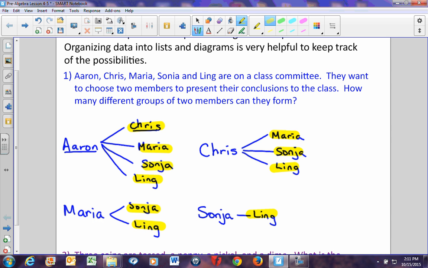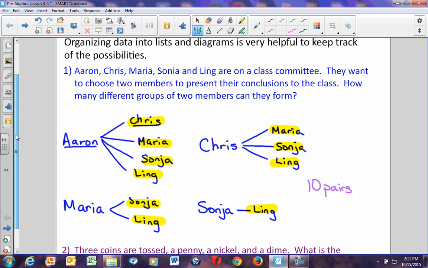There's 10 total pairings. But if we look to try to see a pattern here, you might look at this and say, Aaron was paired with 4 people, Chris was paired with 3 people, Maria was paired with 2 people, and Sonia was paired with 1 person, which means each successive list had 1 fewer person to pair with. Okay, so that's a pattern we can look for, and we can say, that's kind of interesting. So we know that there are 10 pairings. Okay, so there's 10 pairs that can be formed.